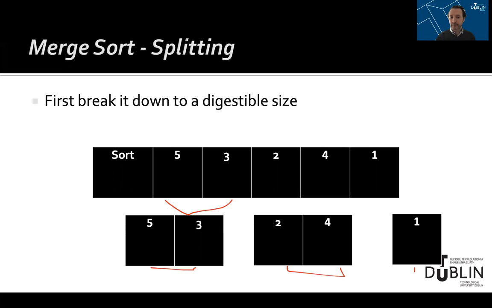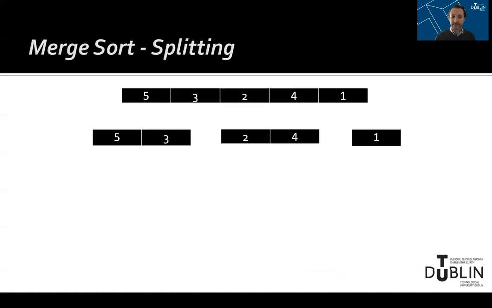And then we sort them. What's bigger, 5 or 3? 3, so we switch their order. What's bigger, 2 or 4? 2, so they stay as they are, and 1 is by itself. So we have our original list, and then we split.